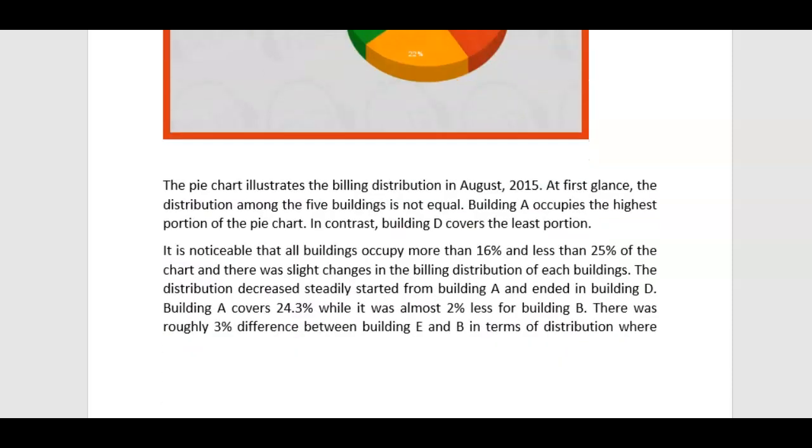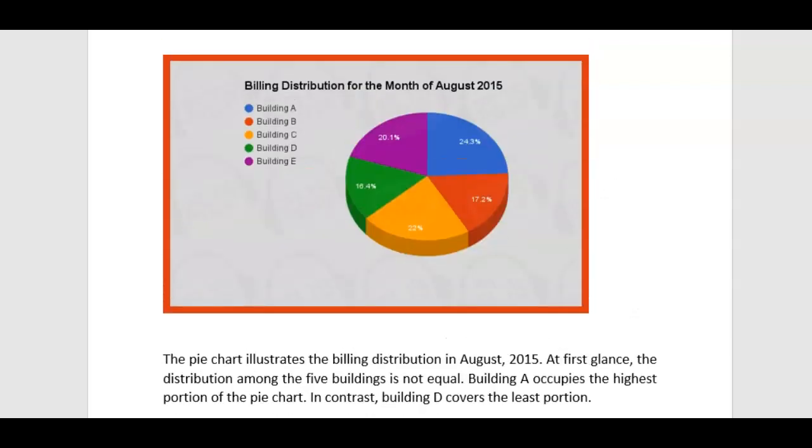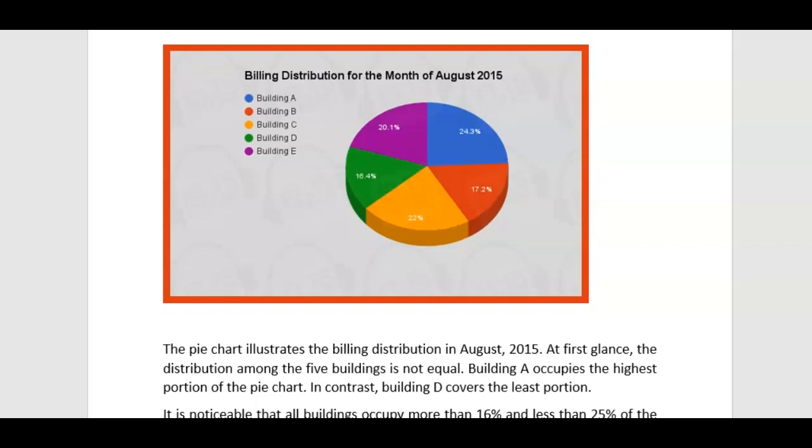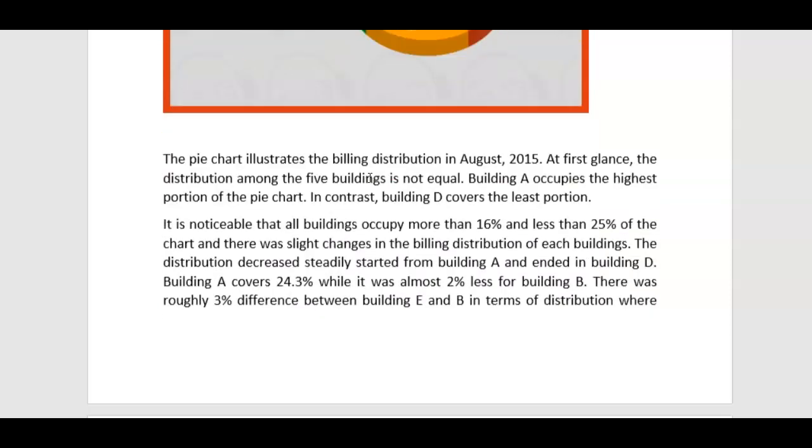The pie chart illustrates the billing distribution in August 2015. At first glance, the distribution among the 5 buildings is not equal. Building A occupies the highest portion of the pie chart. In contrast, Building D covers the least portion. All right, that's good. Let's see. Building A, is that what you said? Building A is the most blue, and Building D. Okay, good. So your data is accurate.